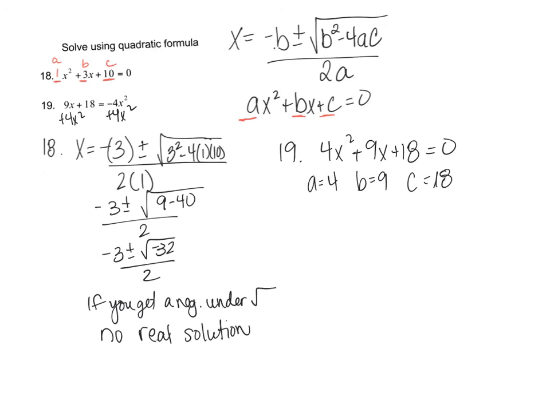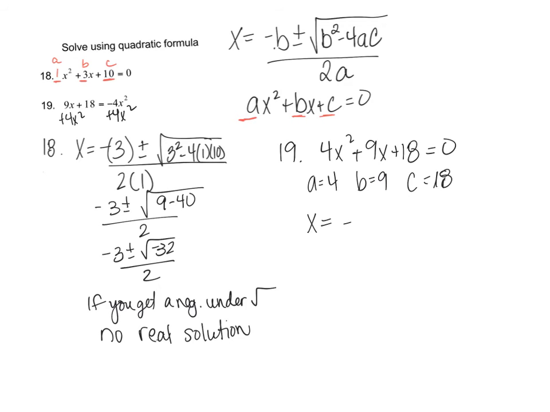Now see, this is an example of where completing the square would get really messy with fractions because you'd have to divide by the 4 first, and you'd get 9/4 in the middle, and then you'd end up having to divide that by 2 and square it, and you get all these nasty fractions. So quadratic formula ends up just being easier.